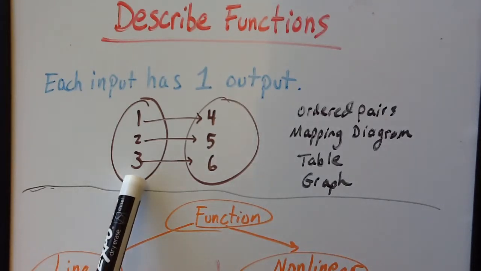And so here in this mapping diagram, you can see that we have 3 inputs, and each of those inputs has exactly one output. So 3 inputs, we have 3 arrows going to the outputs. Remember, if we have a graph, we can use the vertical line test to determine if that graph shows a function. If it passes the vertical line test, it's a function. If it fails the vertical line test, it would not be a function.